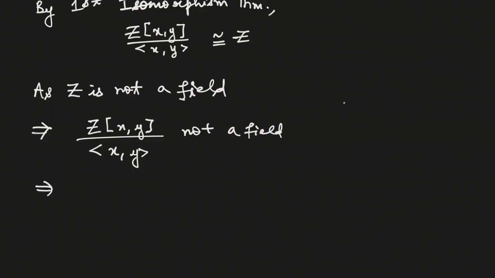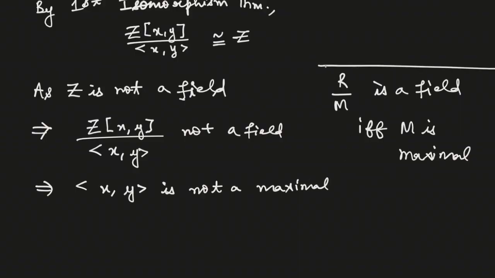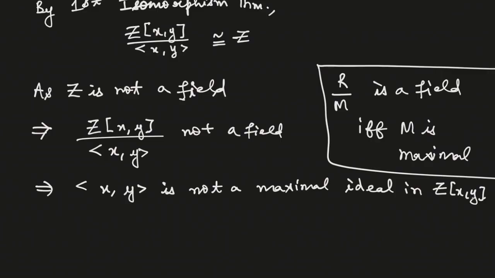So R by M is a field if and only if M is maximal. Now if R by M is not a field, then M is not maximal. So the ideal (x, y) is not a maximal ideal in Z[x, y]. Now next are some properties of maximal ideals.